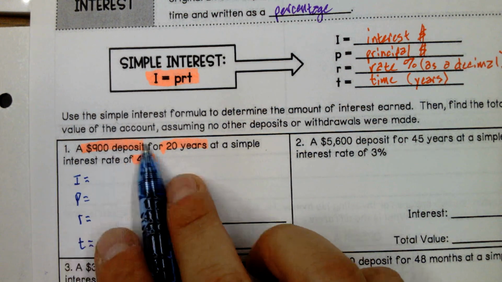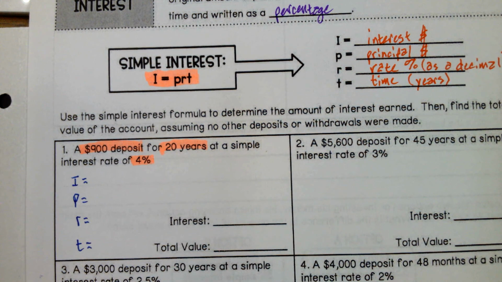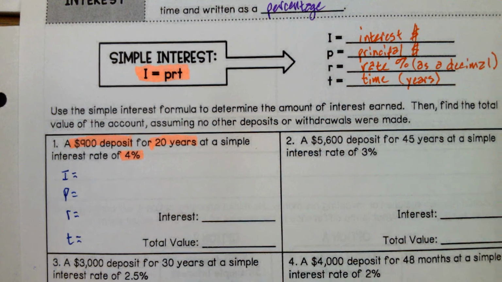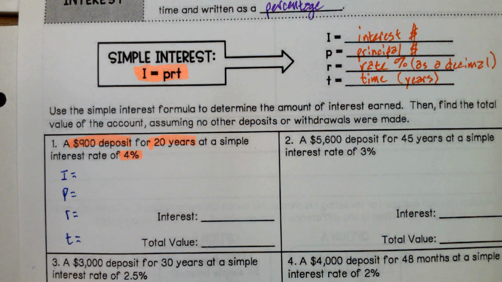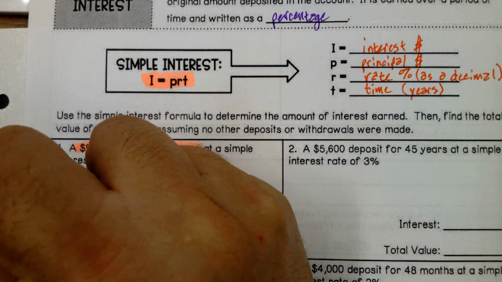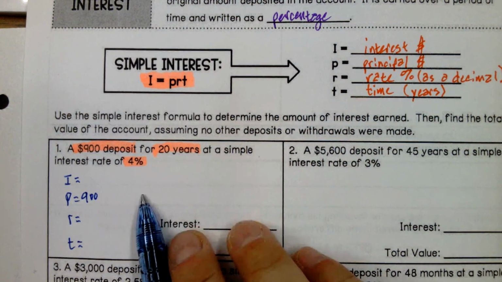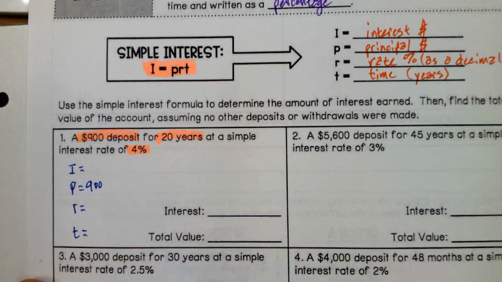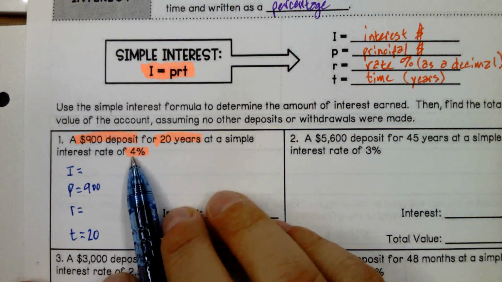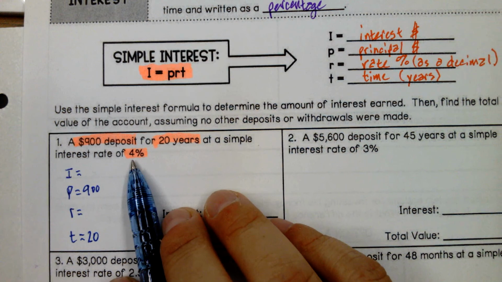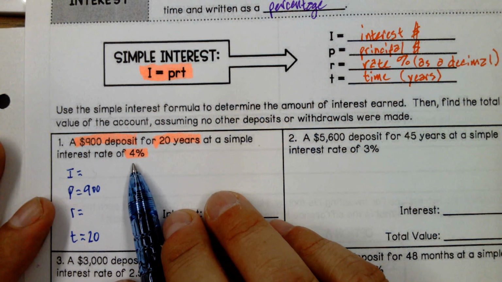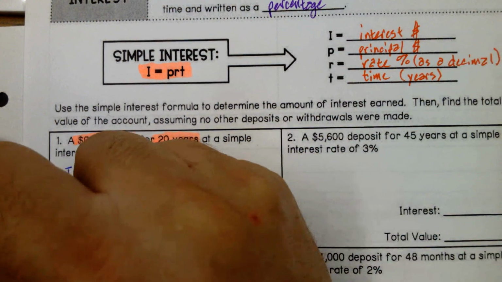So $900 deposit. Which one of these is that? Is it interest, principal, rate, or time? It's the principal. It's what he put in. Okay, so that's 900. Write that down. 20 years is the time. So that's 20. It's already in years. 4% is our rate, but we have to write this as a decimal: 0.04.